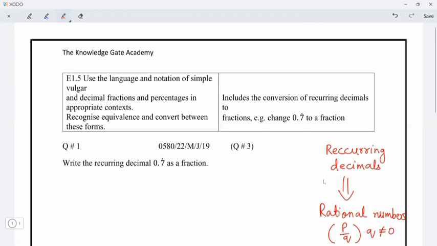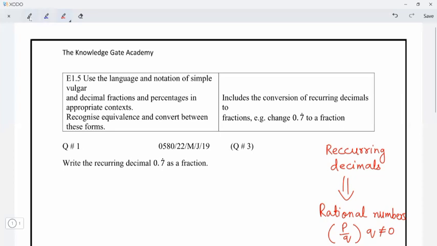So in this video, I have some past paper questions related to recurring decimals and how to express them as a single fraction. Actually, there are three types of questions that usually come in past papers from IGCSE as well as O level. So I'm going quickly to my topic and explaining each and every type.